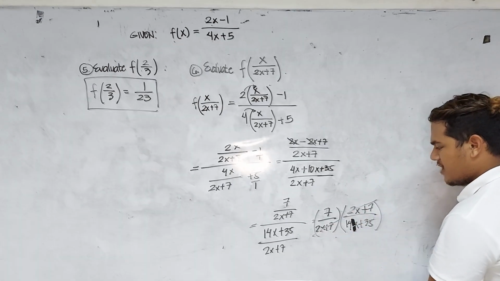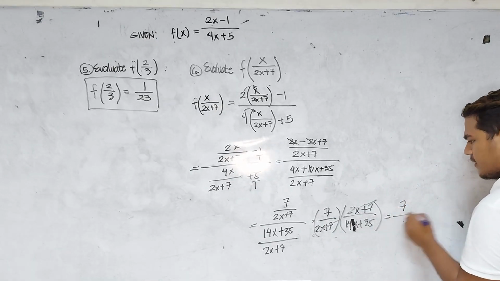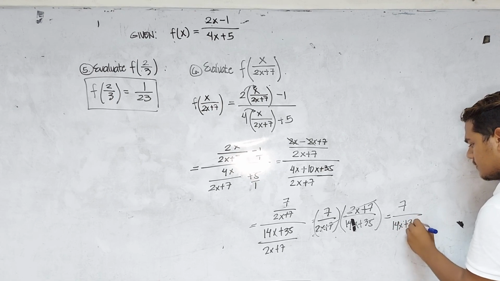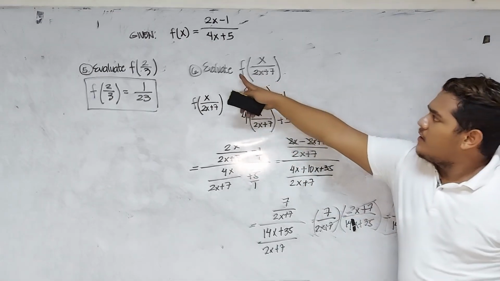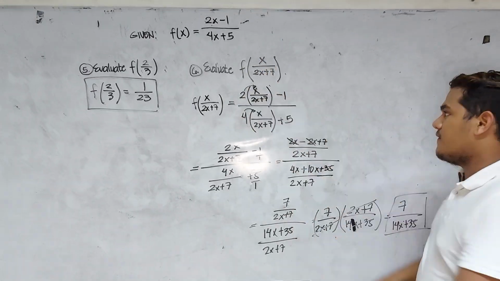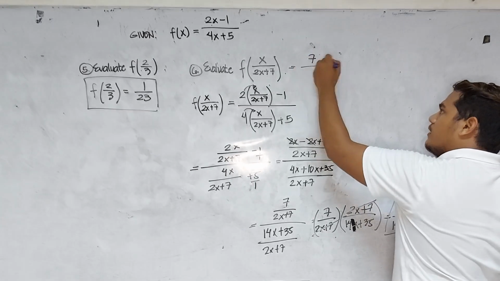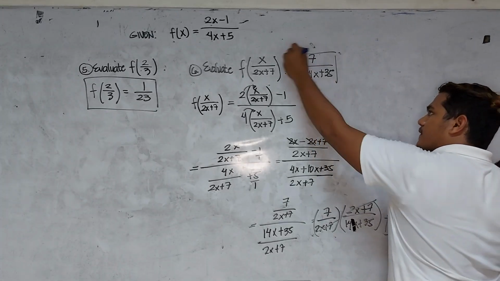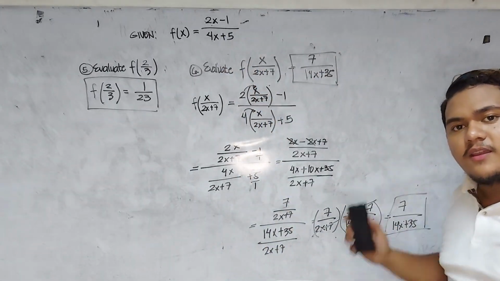Cancel the 2x plus 7. What remains is 7 over 14x plus 35. Therefore, f of x over 2x plus 7 is equal to how much? 7 over 14x plus 35 if this is your given.